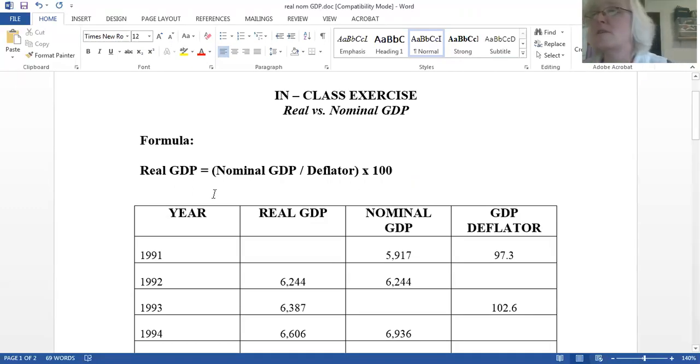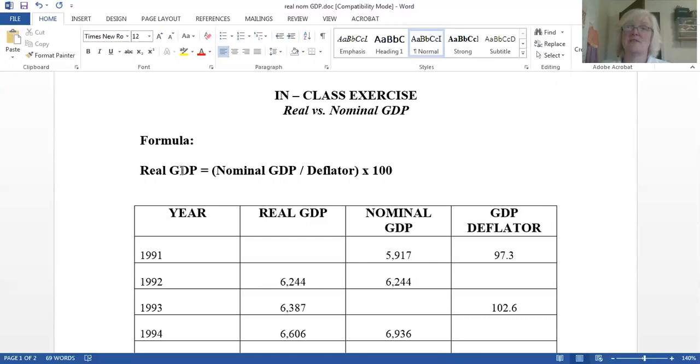The formula is right here. The formula says that to get real GDP on the left-hand side, you need to take nominal GDP and divide that by the deflator for that year times 100. Real GDP, just to remind you, is expressed in constant or base dollars. The effects of inflation have been taken out. Nominal GDP is just the current level of GDP at the current level of prices.